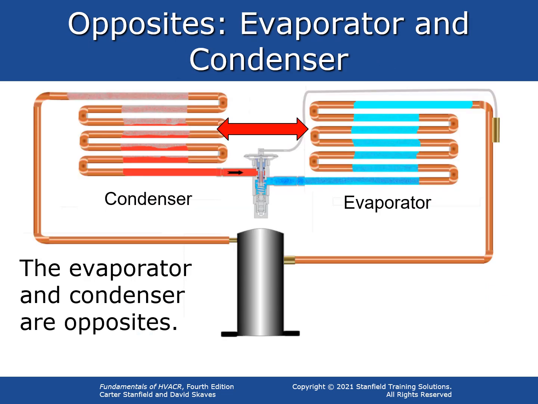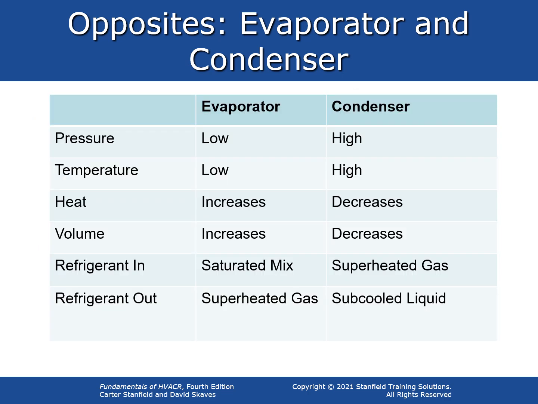The evaporator and condenser are opposites. They are the components responsible for moving heat into and out of the refrigeration system. This chart shows how the evaporator and condenser operate oppositely in most every respect. The evaporator absorbs heat by boiling a liquid to a gas at a low pressure and temperature. The condenser releases heat by condensing a gas to a liquid at a high pressure and temperature.